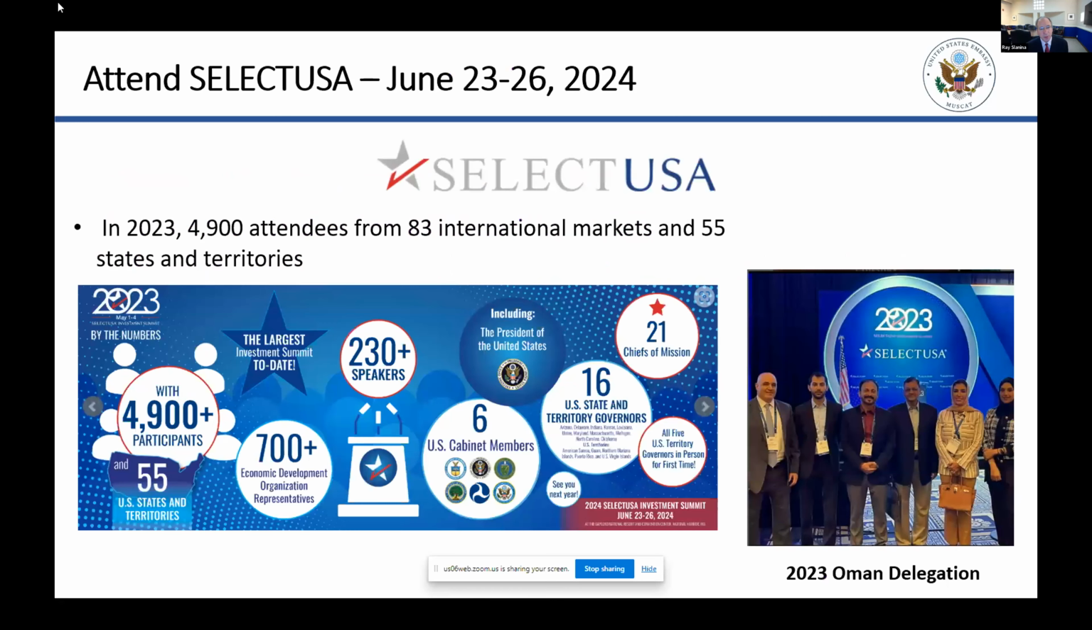And this was already mentioned before, but just a snapshot of SelectUSA as it was in 2023. A lot of attendees, a lot of international markets, every state and territory probably attends. So it's highly visible. And the President of the United States, cabinet members, a lot of important people go. So this is a good place to start, and I definitely recommend doing that. And if you do, reach out to the commercial services. You can let them know you're coming, what your business is, and they can help you meet the right people.